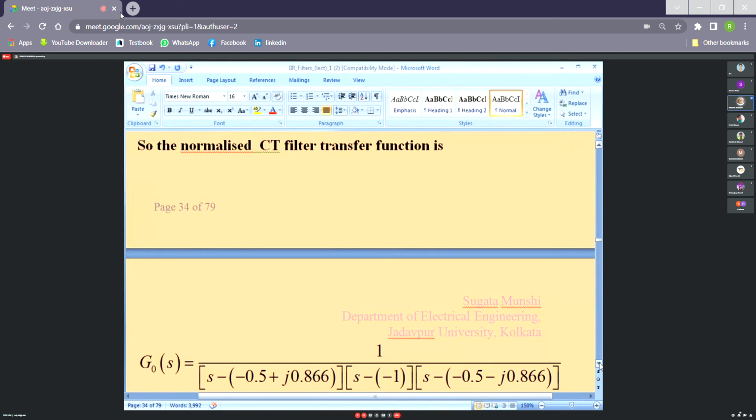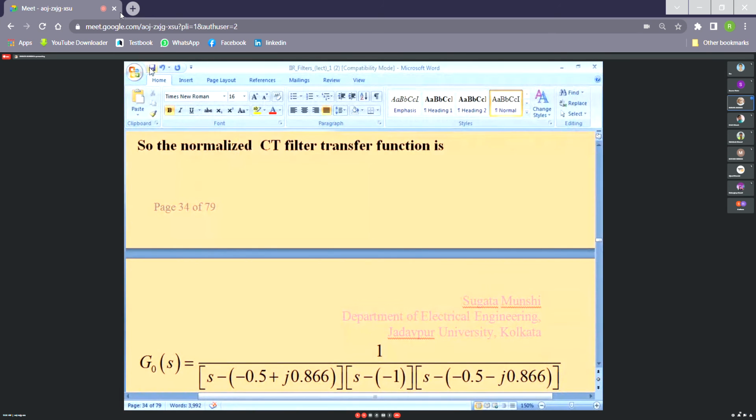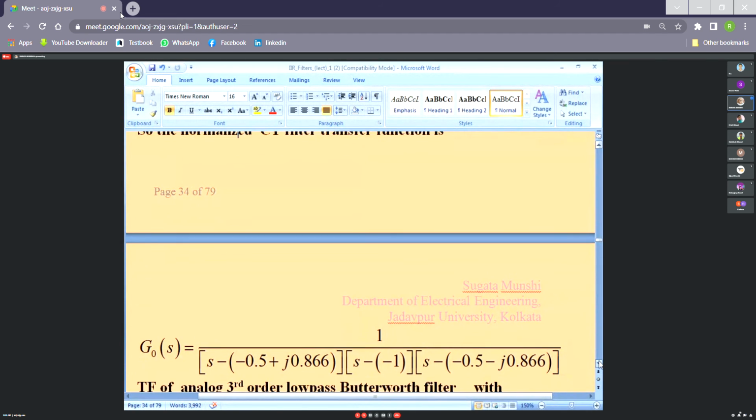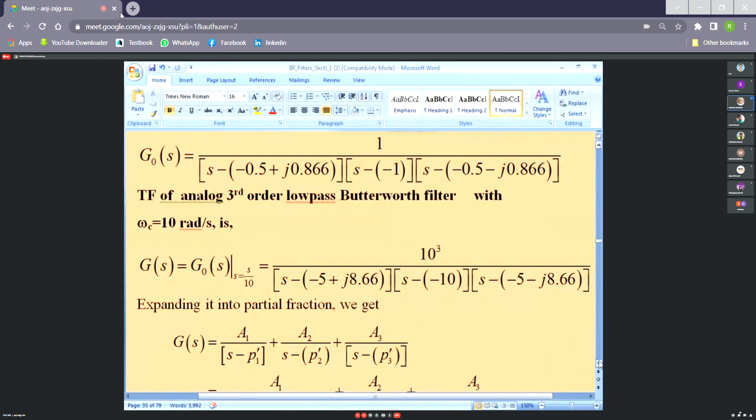CT stands for continuous time. P1 prime is minus 5 plus J 8.66, P2 prime is minus 10, and P3 prime is minus 5 minus J 8.66.